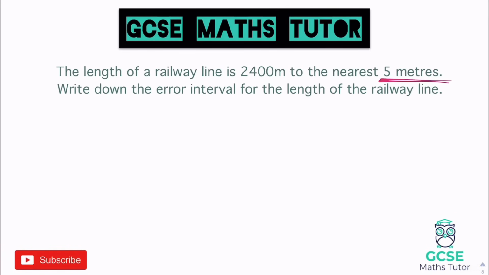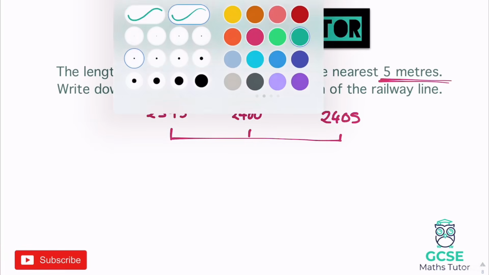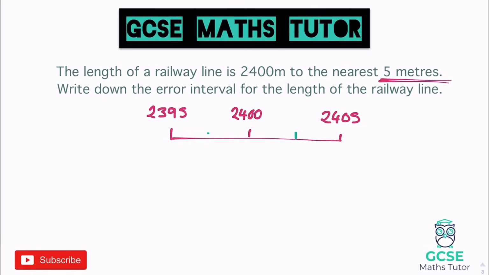And if we have a look at a number line again, if it's to the nearest 5, 2,400 in the middle here, the next nearest 5 is 2,405. And the nearest 5 below is 2,395. Now again, this is about the bounds, so it's in between these two. So this is the one scenario where there is no real little trick here, but if we think about halfway between those, halfway between a distance of 5 is 2.5.